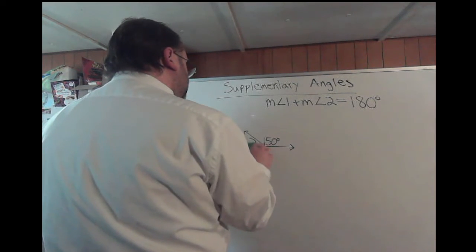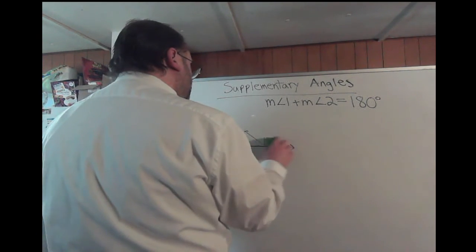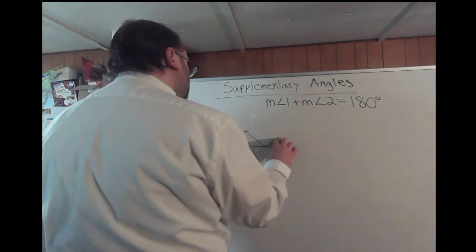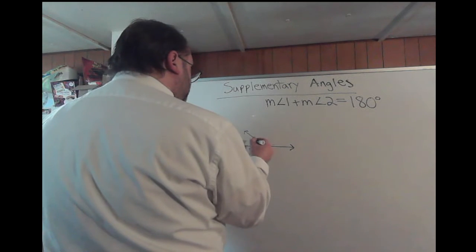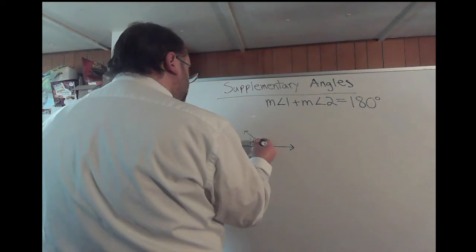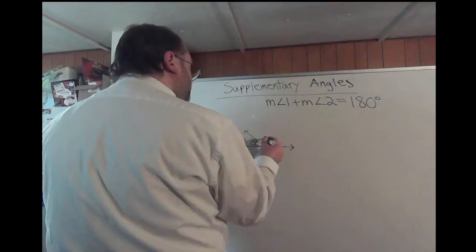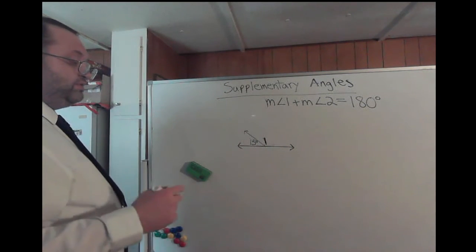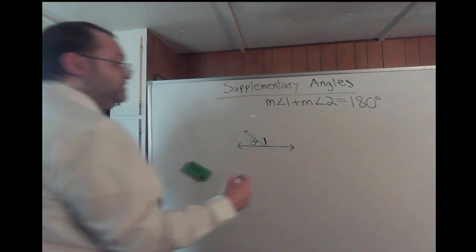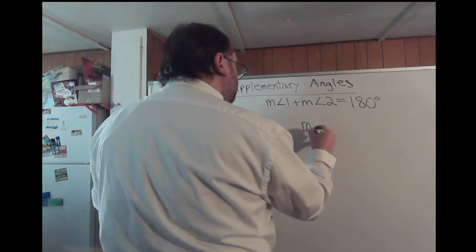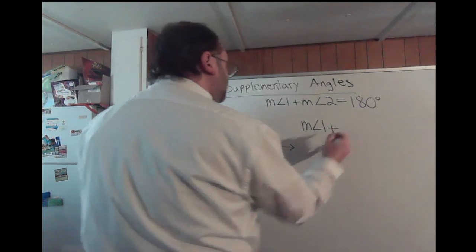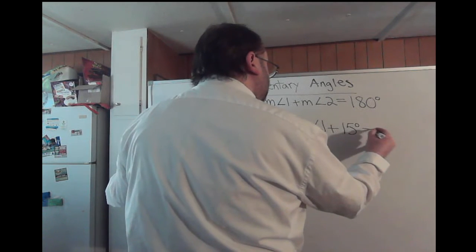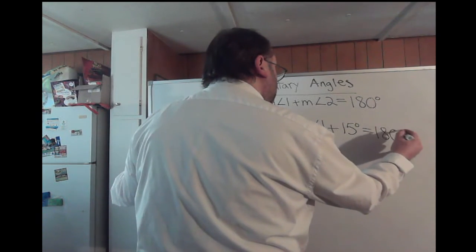Now let's do the opposite here. Let's say the first angle is equal to 15 degrees, but we don't know the measure of angle 1. I'm sorry. The second angle is equal to 15 degrees, but we don't know the measure of the first angle. Still, you're going to take the measure of the first angle plus the measure of the second angle, which in this case is 15 degrees. You're going to set them equal to 180 degrees.